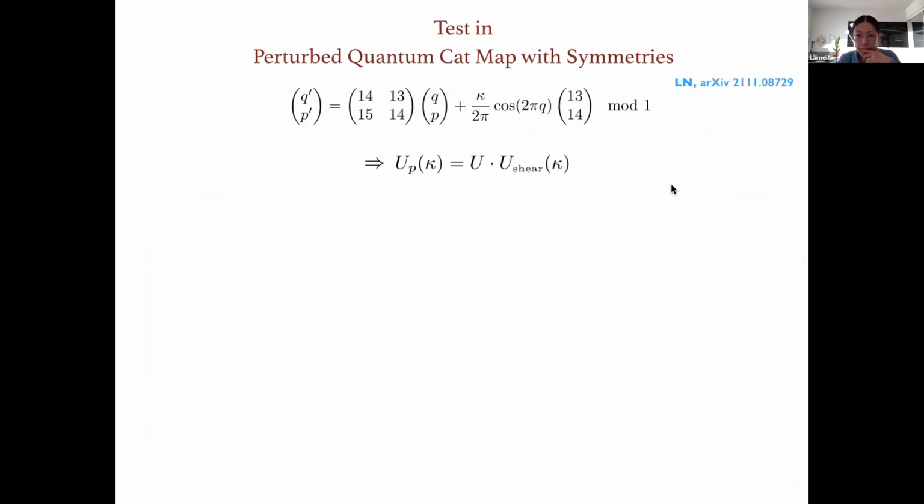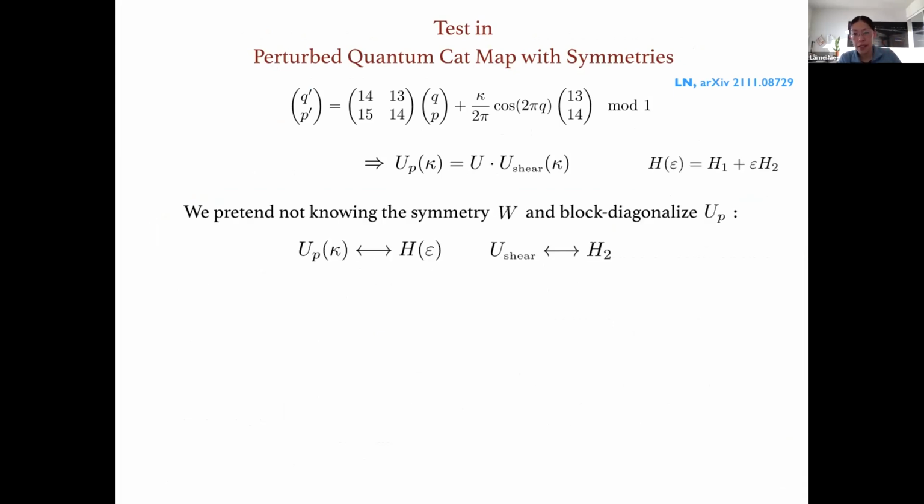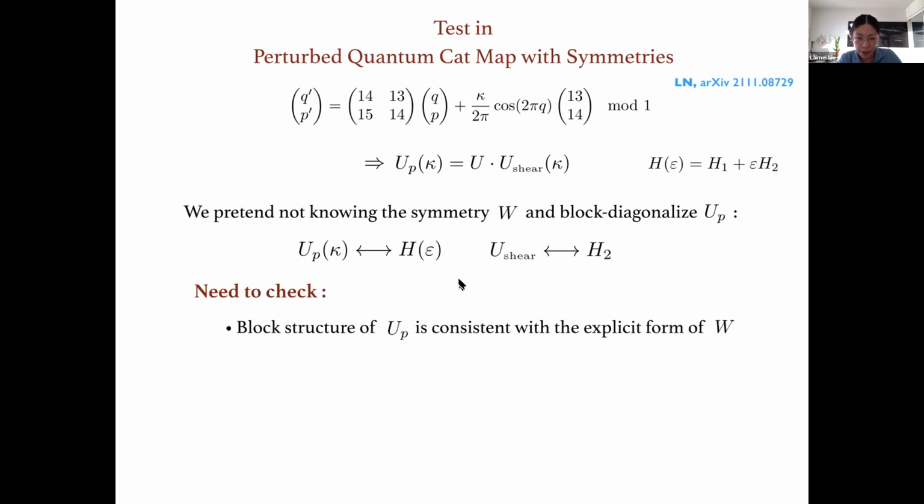Okay, so let me just quickly show you how this general recipe works in the perturbed quantum cat map with symmetries. We identify that this is my time evolution operator, and it can be split into the original cat map and the shear. This kappa, the perturbation strength here, plays the role of epsilon, and the shear plays the role of H2 of the perturbation Hamiltonian. And we need to check two things.